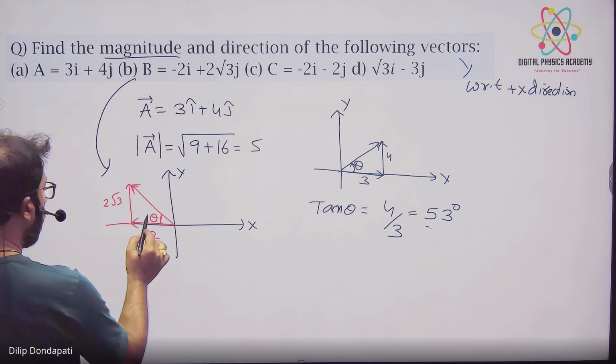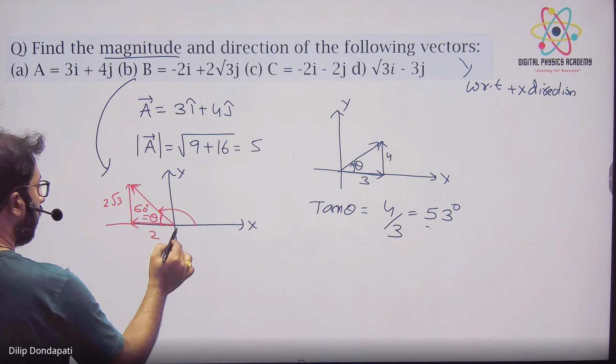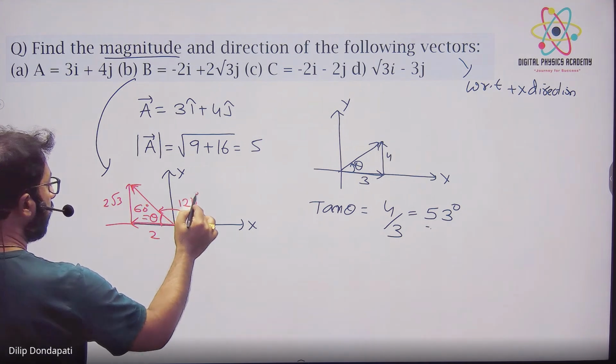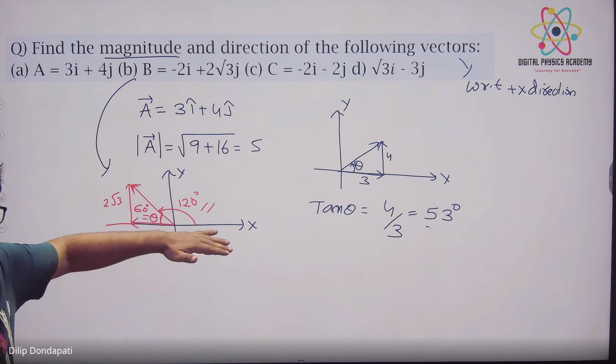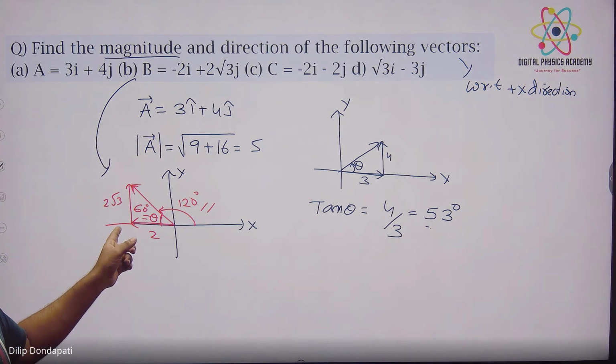This angle is 60, right? But with respect to the x-axis, it would be 120, right? 120 is the answer. So with respect to the positive x direction I want. Which I got. Remember? Sir, I'm doing it.